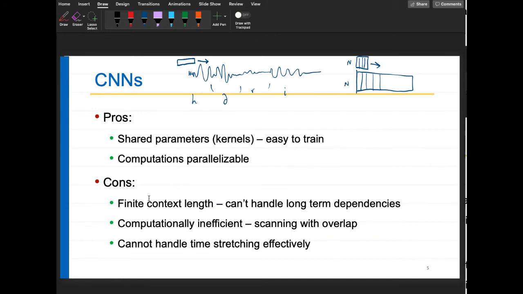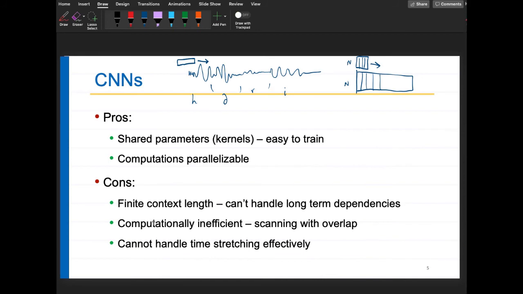One is a finite context length. It cannot handle long-term dependencies. We saw in HMMs, if you remember, our first order Markov property is only on the Z sequence. But the X sequence is not independent of every X before. We discussed it at length in the last class. But in CNNs, we have finite context length, so it cannot handle long-term dependencies, right? Because your kernel is of finite length.